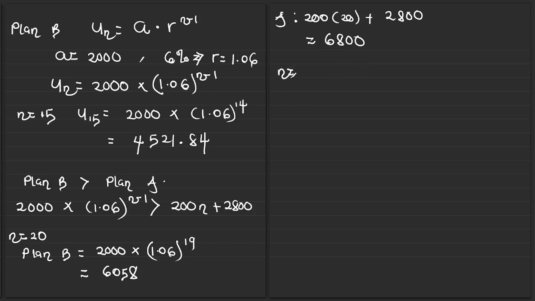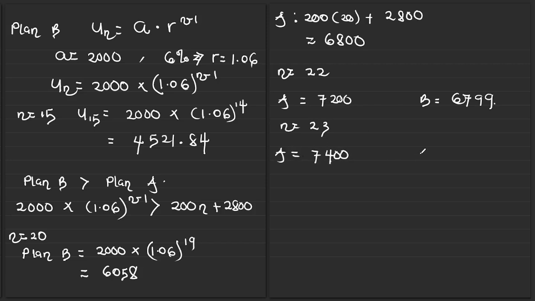For n equals, let's take somewhere around 22. For n equals 22, if you substitute properly, you are going to get your A being 7,000 6,200. And your B, on the other hand, being 6,799. A is still leading. At n equals 23, we are going to get our A being equal to 7,400. And then B is also going to be 7,207.